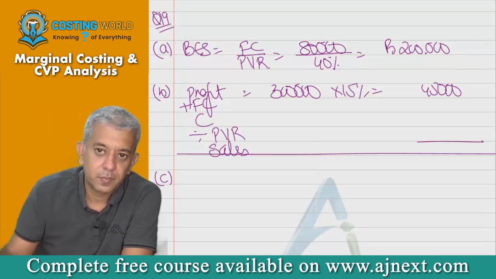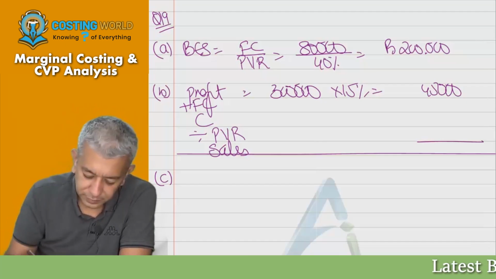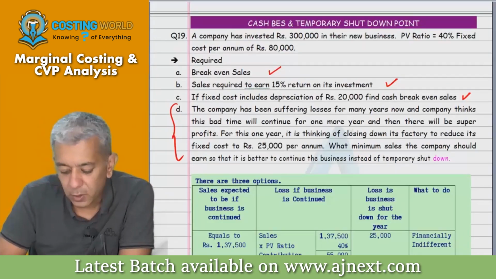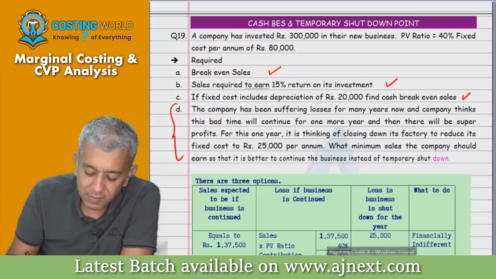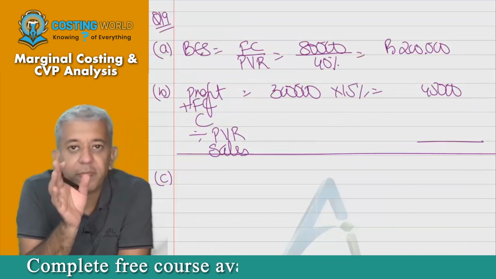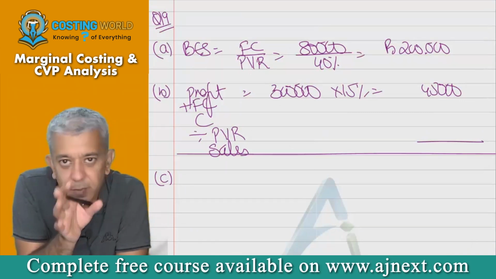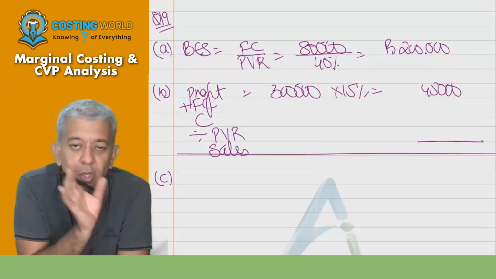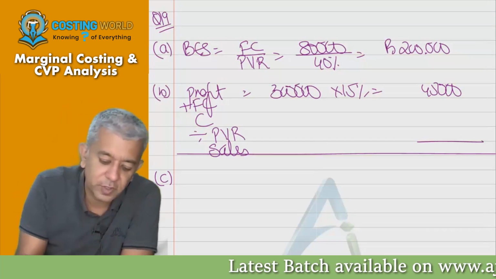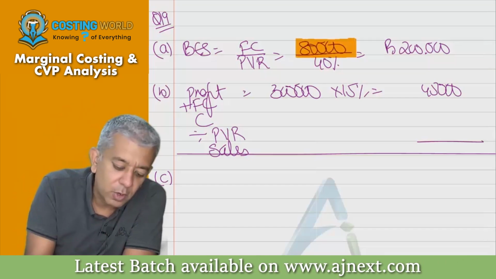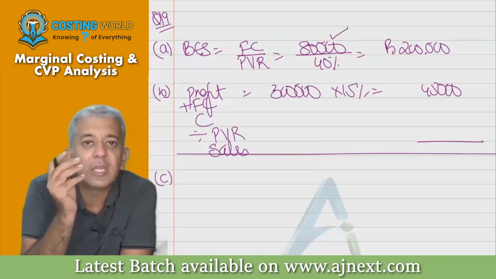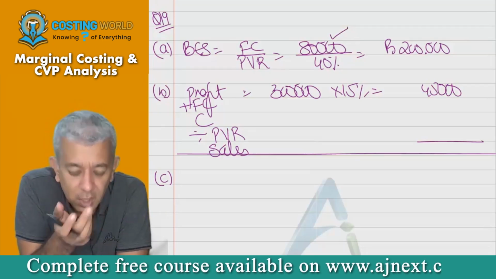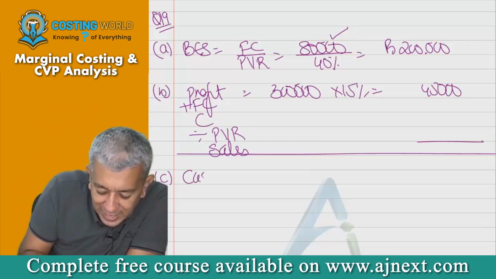Further, part C. If fixed cost includes depreciation of 20,000, find cash break-even sales. See, our normal funda of break-even point is what? You do that much amount of sales so that you earn that much amount of contribution so that it meets your fixed cost. Fixed cost is 80,000. But obviously fixed cost can include many non-cash expenses like depreciation which you don't pay in cash. So therefore came the funda of cash break-even sales.